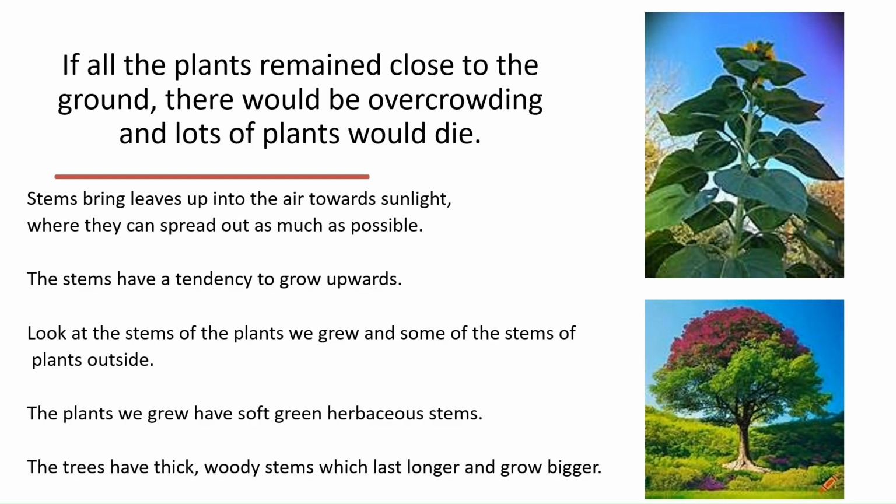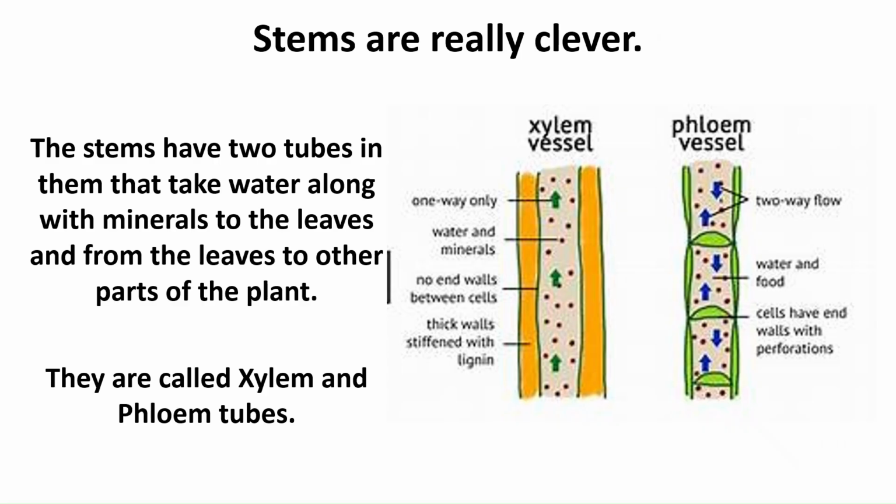Look at the stems of the plants we grew and some of the stems of the plants outside. The plants we grew have soft, green, herbaceous stems. The trees have thick, woody stems which last longer and grow bigger. Stems are really clever. The stems have 2 tubes in them that take water along with minerals to the leaves and from the leaves to the other parts of the plant. They are called xylem and phloem tubes.